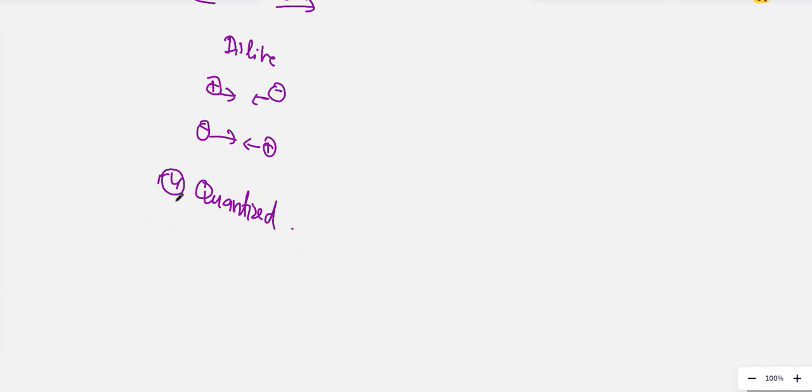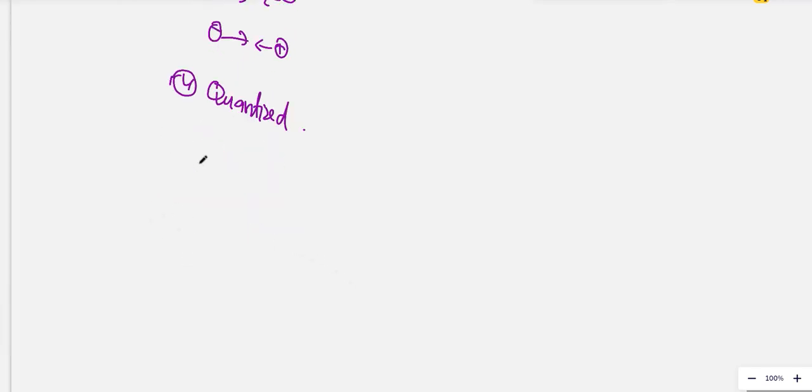By quantized, what we mean is that if we assign some value to the charge of one electron, and it is assigned by the scientist, his name was Coulomb, he assigned the charge of one electron as 1.6 multiplied by 10 raised to power minus 19 Coulomb. He assigned this as the charge of one electron. He could assign it as 1 Coulomb, but he did not.